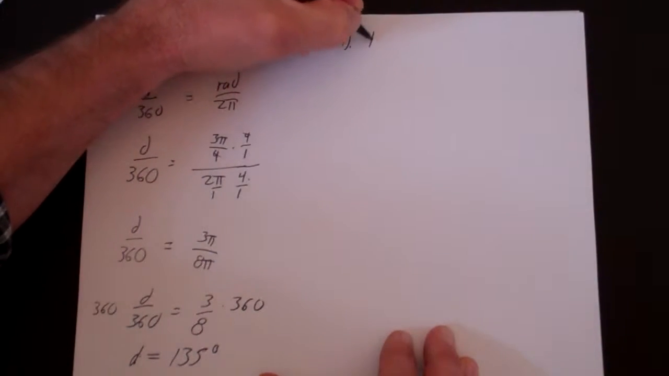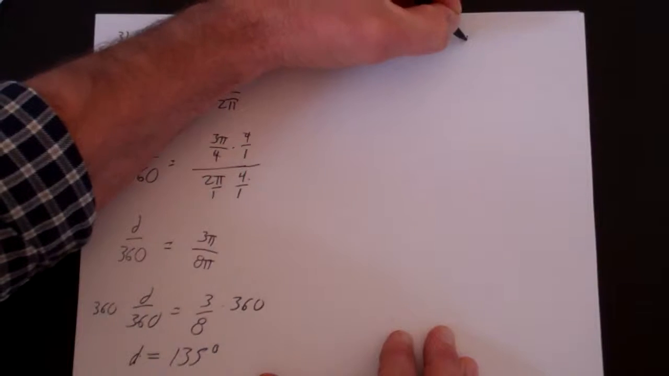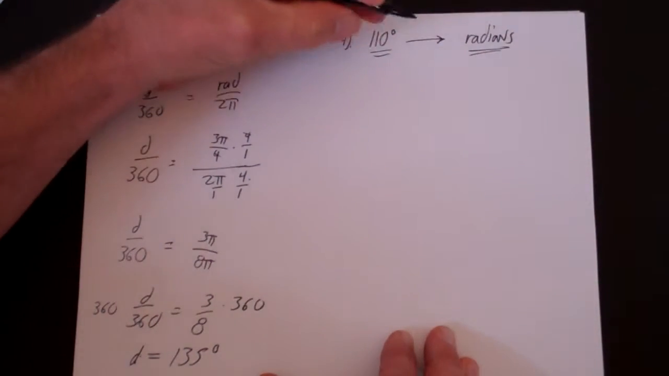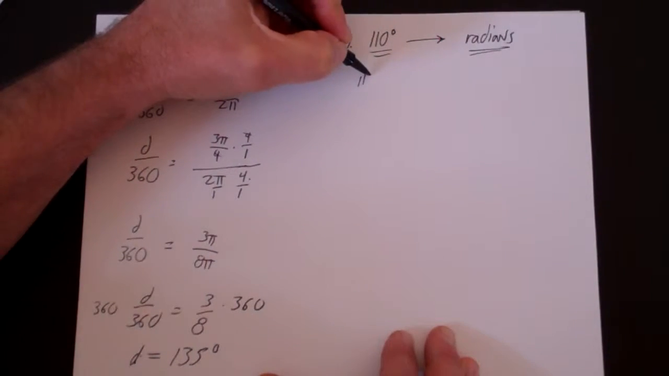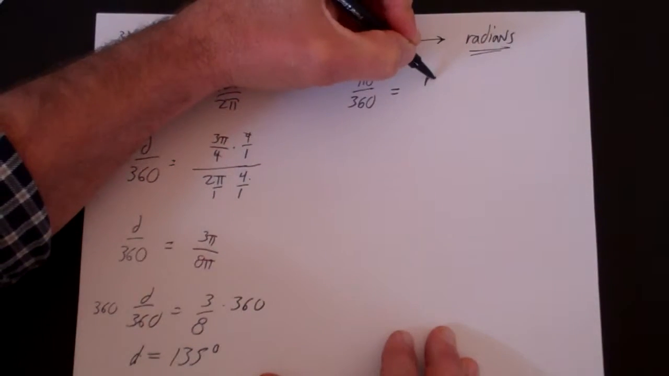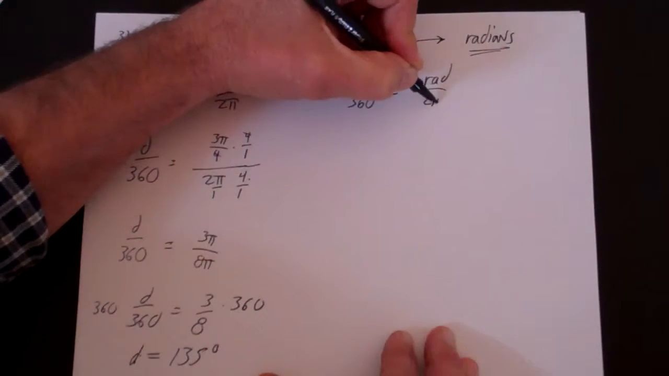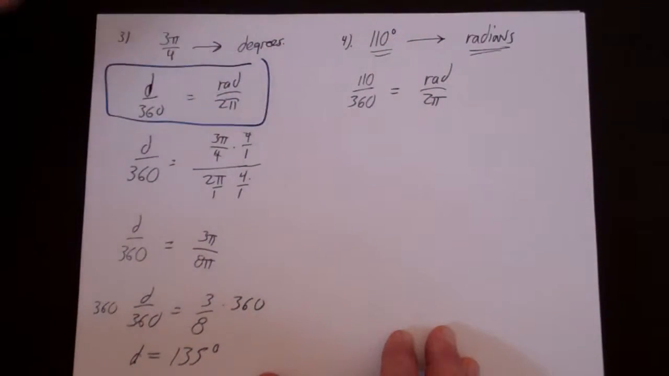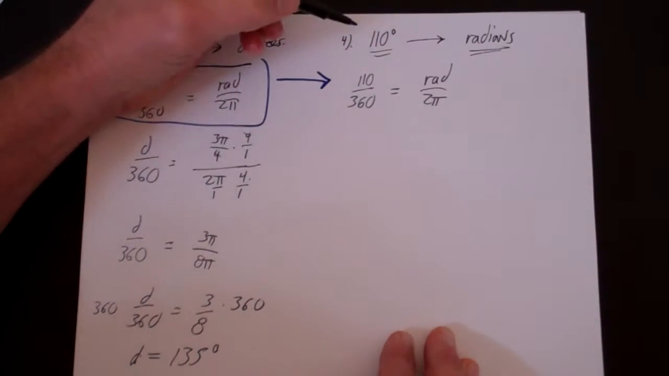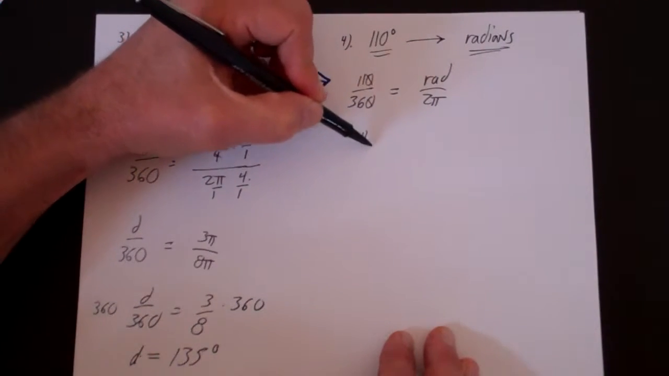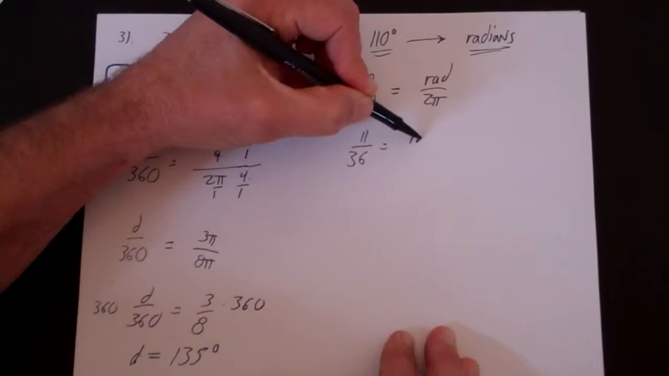A fourth example is 110 degrees, and I want to convert to radians. Remember, radians I do want as fractions, so I have to be careful here. I have degrees over 360, so it's 110 over 360 is equal to radians over 2 pi. I'm just using the same formula right here. You always just use the same formula. I want to simplify this. 10 goes into both of these, so I get 11 over 36 is equal to radians over 2 pi.